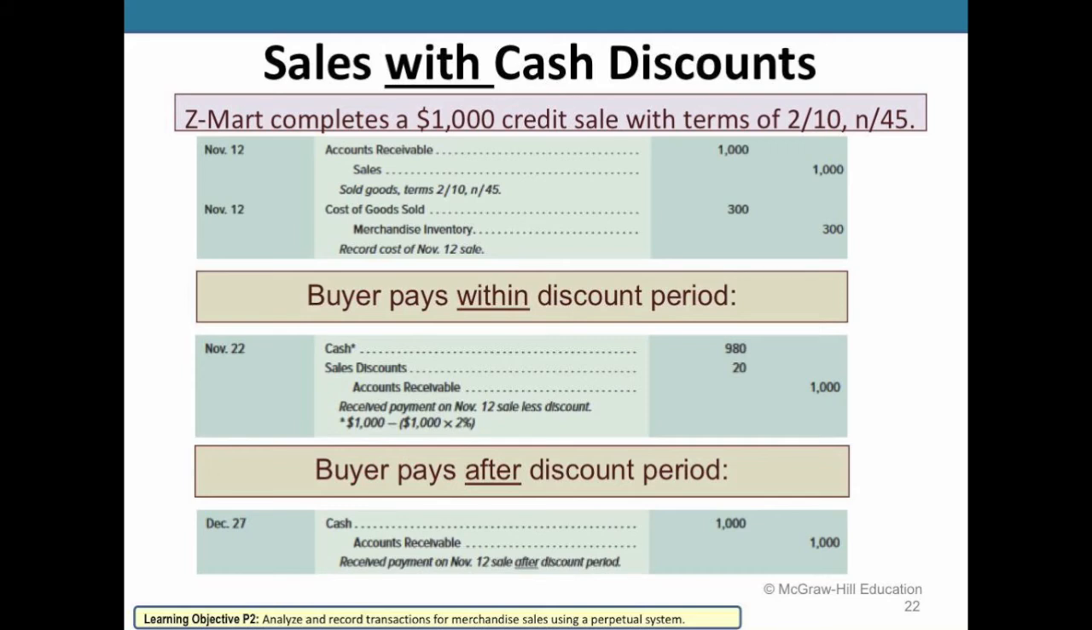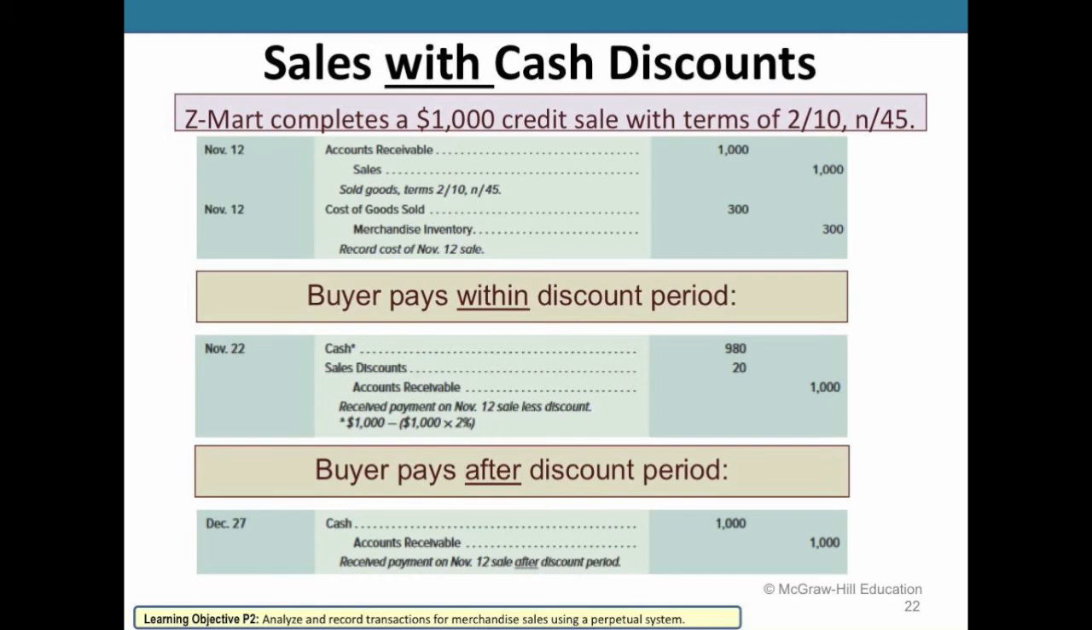Here, in this example, we've got terms of 2/10 net 45 associated with our sales, a 2% discount if paid within the 10-day window. Otherwise, they have 45 days to pay the invoice price. We're initially going to still set that set of journal entries up with the full amount of the invoice. So the accounts receivable will have a debit of $1,000. The sales will be credited $1,000 because we don't know whether the customer will take advantage of the discount or not. And we'll have the cost of goods sold of $300 as a debit, and merchandise inventory credit of $300.